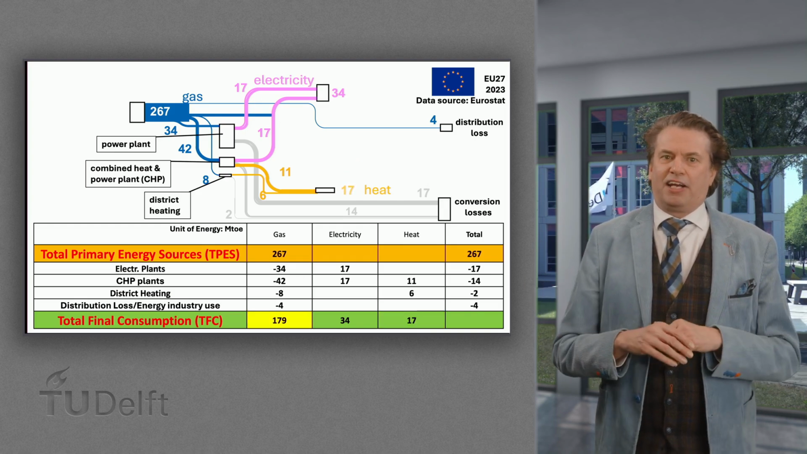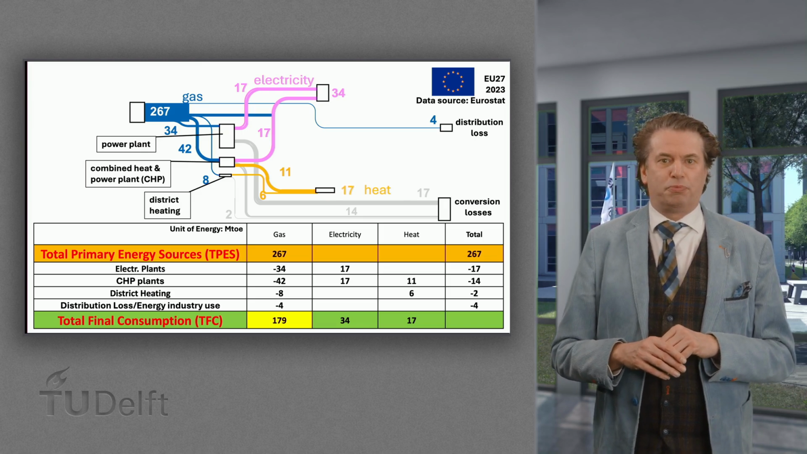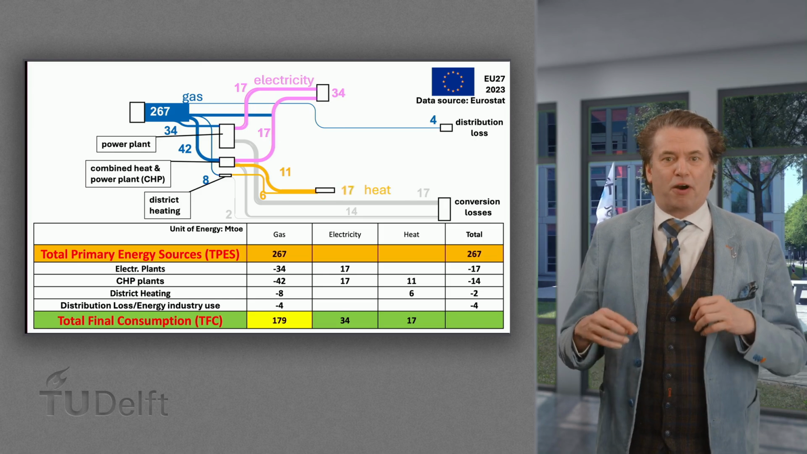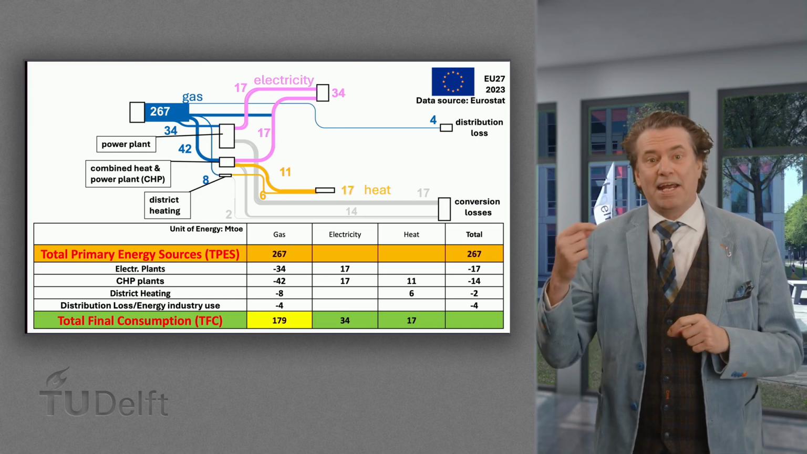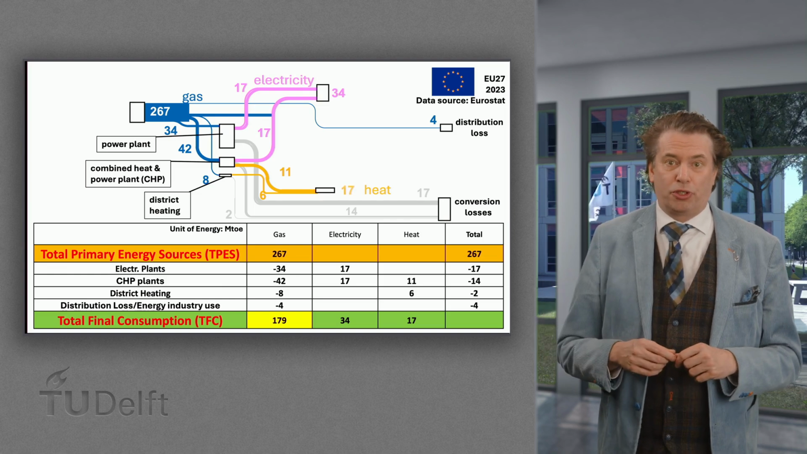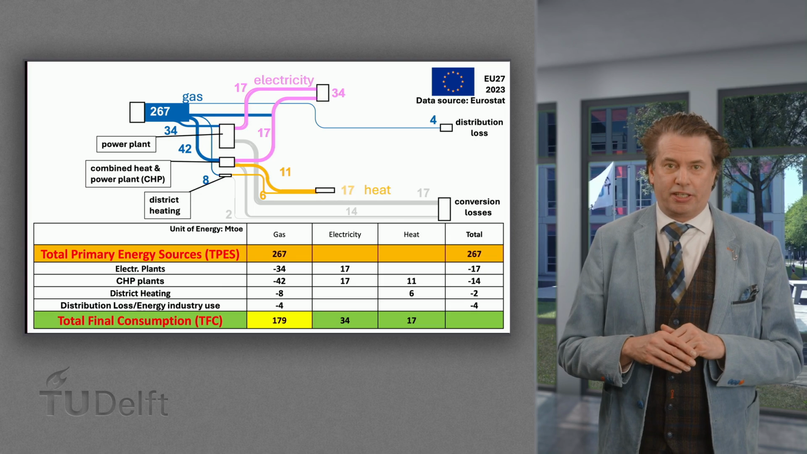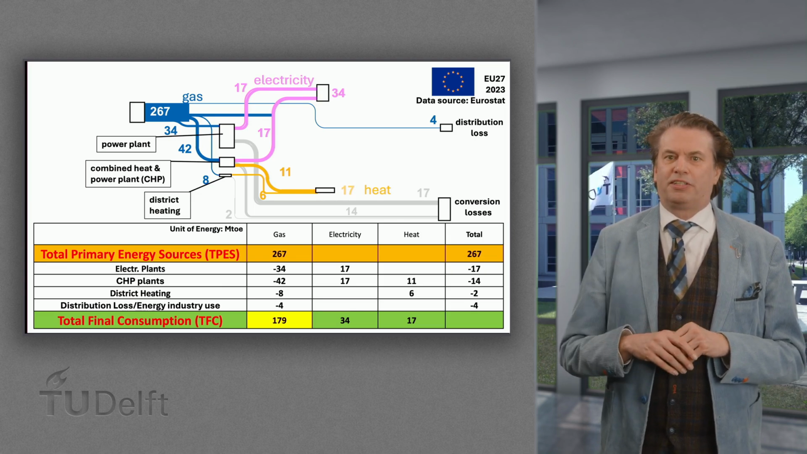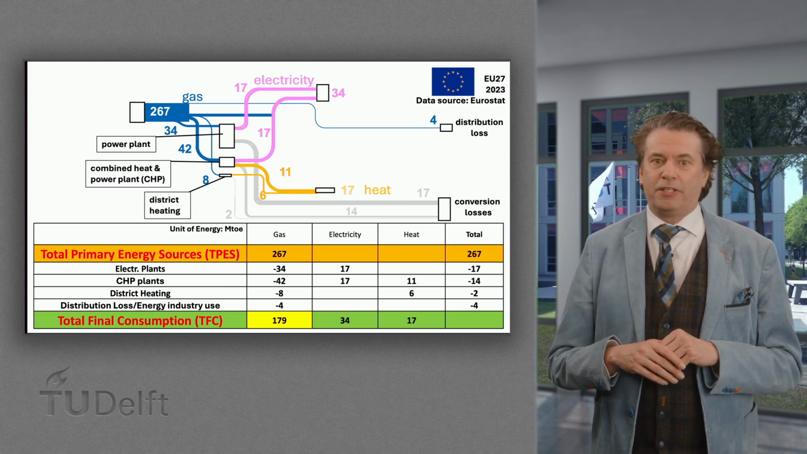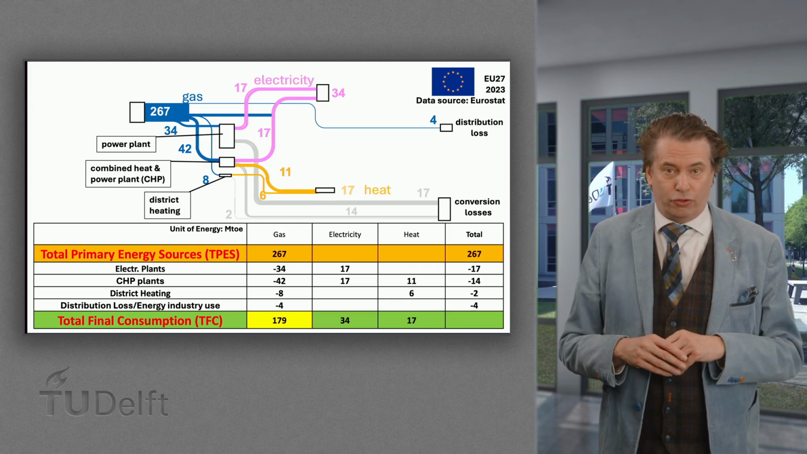The total primary energy source in the form of gas, which is still available for the total final consumption, is the initial amount of primary energy source minus the gas used in the plants, minus the distribution losses, minus the use in the energy industry itself. In this example, 179 megatons oil equivalent in the form of gas is available for the total final consumption as well.